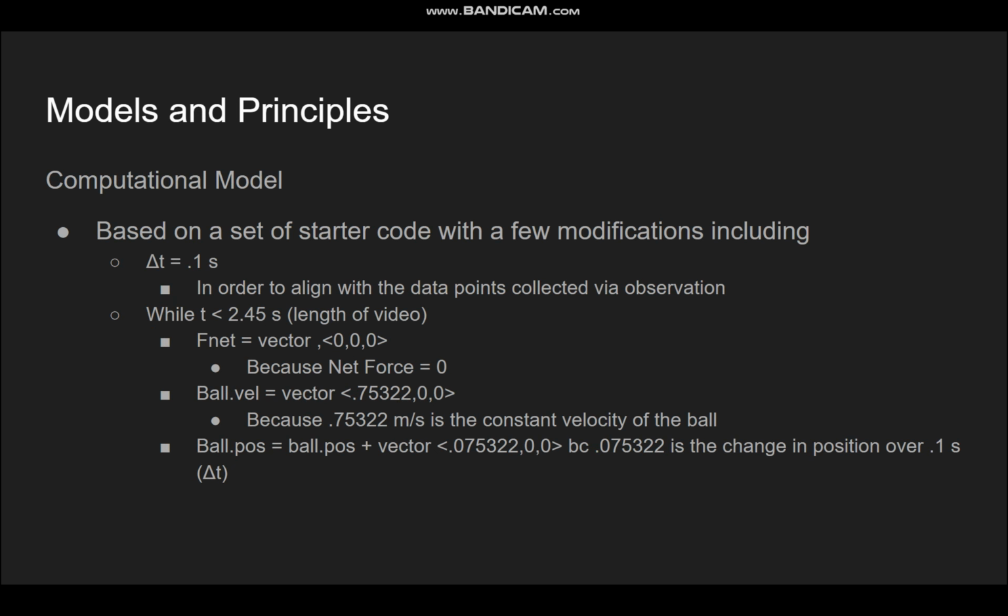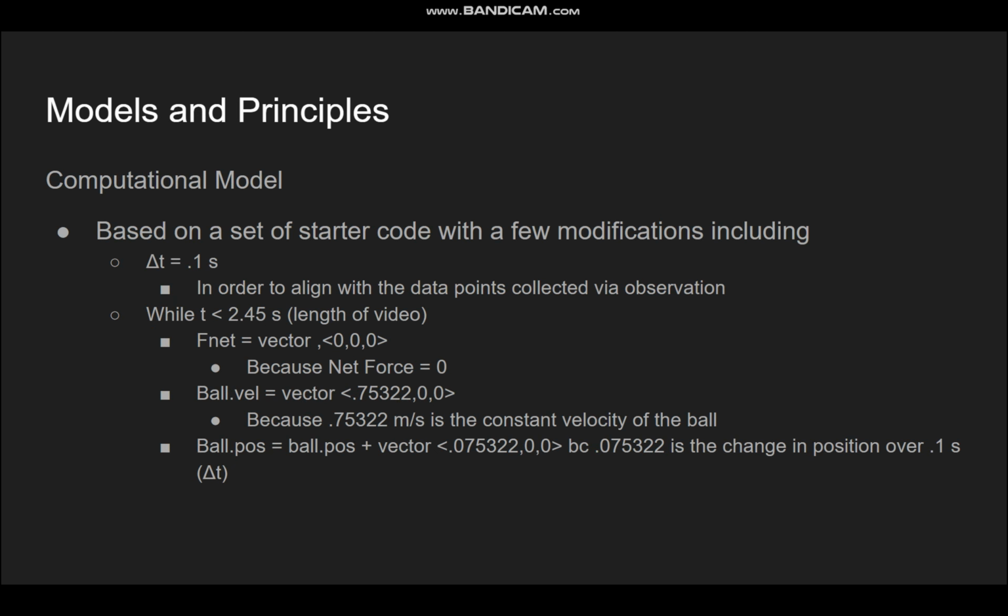More models and principles, this time for physics. The first physics principle that we address in this lab is Newton's first law: an object in motion will stay in motion unless acted upon by an outside force. Because we assume that Fnet equals 0, we assume that the ball will retain a constant velocity.